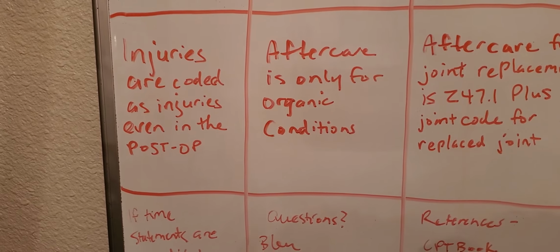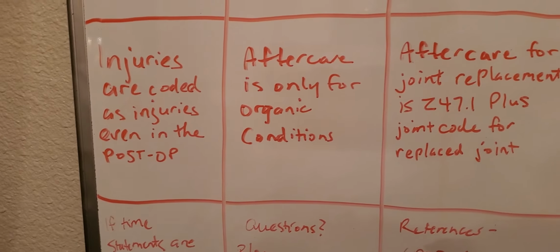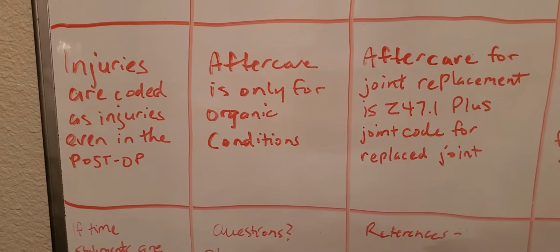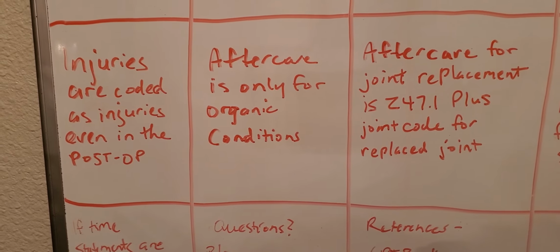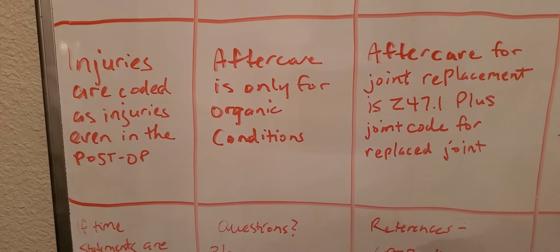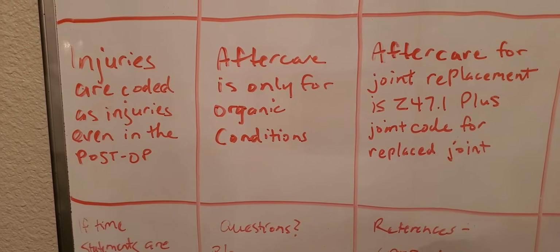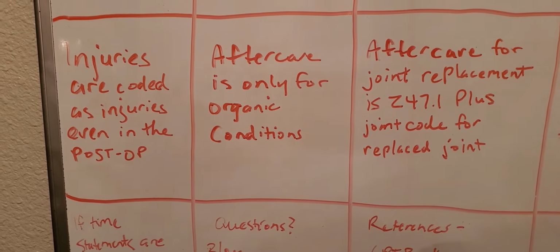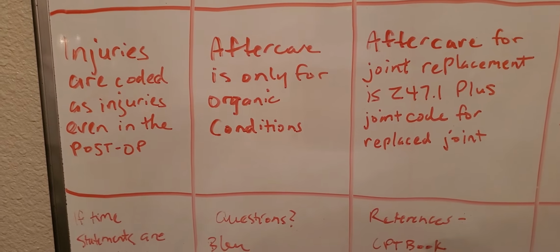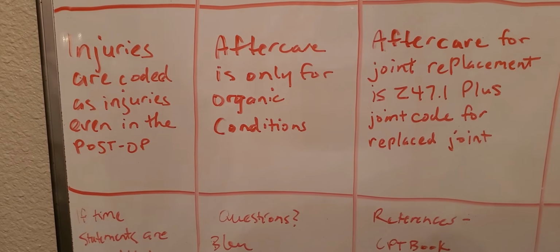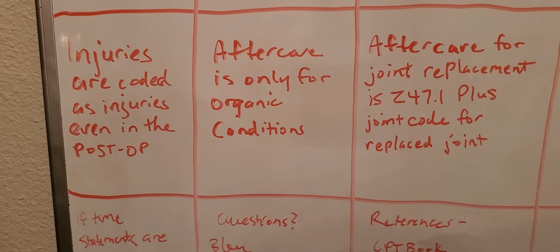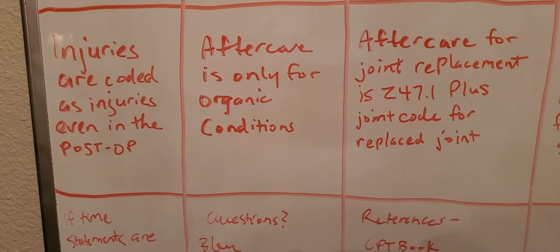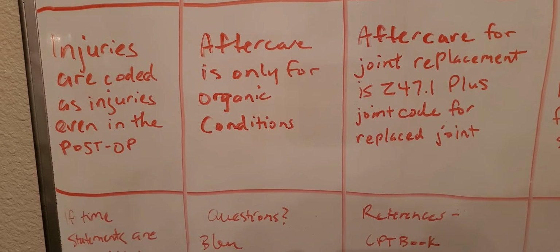But for the purposes of illustration, I just want them to be reminded that injuries are coded as injuries even in the post-op. All right, next one is aftercare is only for organic conditions, which ties back into coding injuries in the aftercare. I want them to get into the habit of thinking, when they are selecting that orthopedic aftercare, Z47.89, that they're selecting it for an organic condition and not an injury.